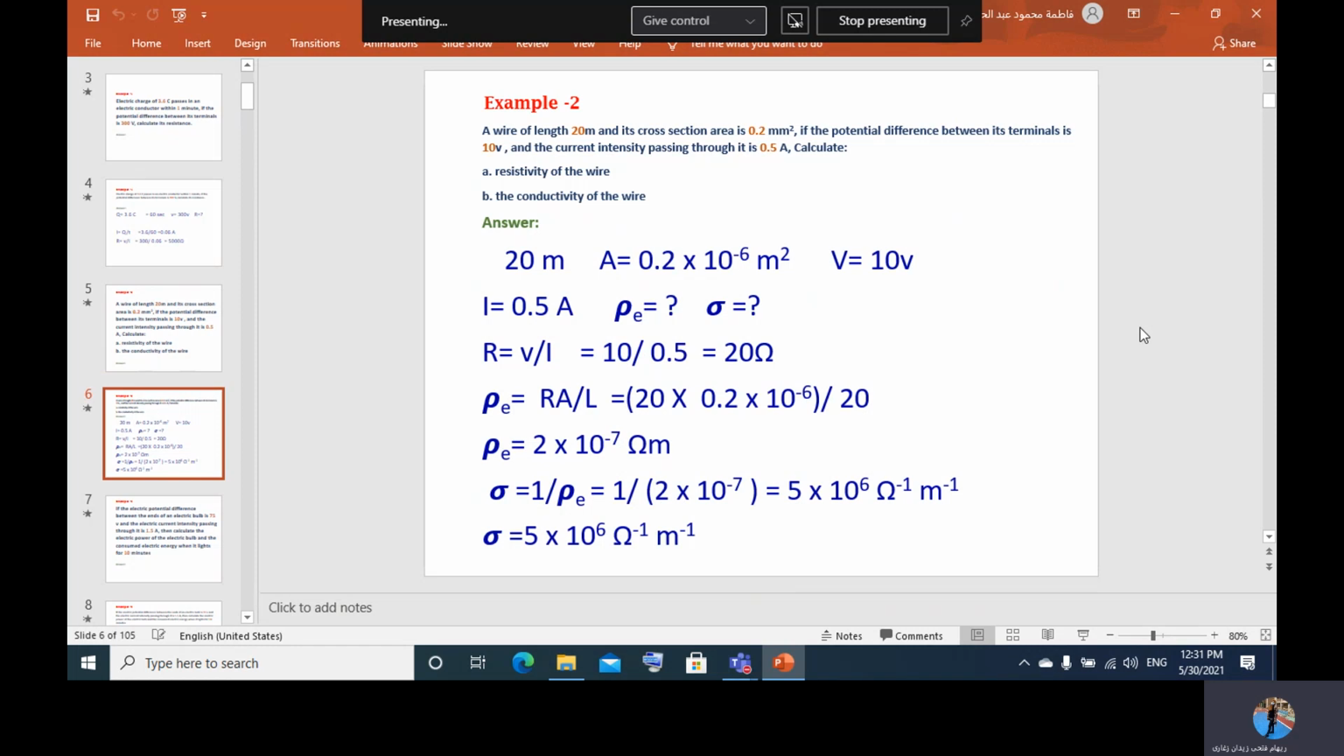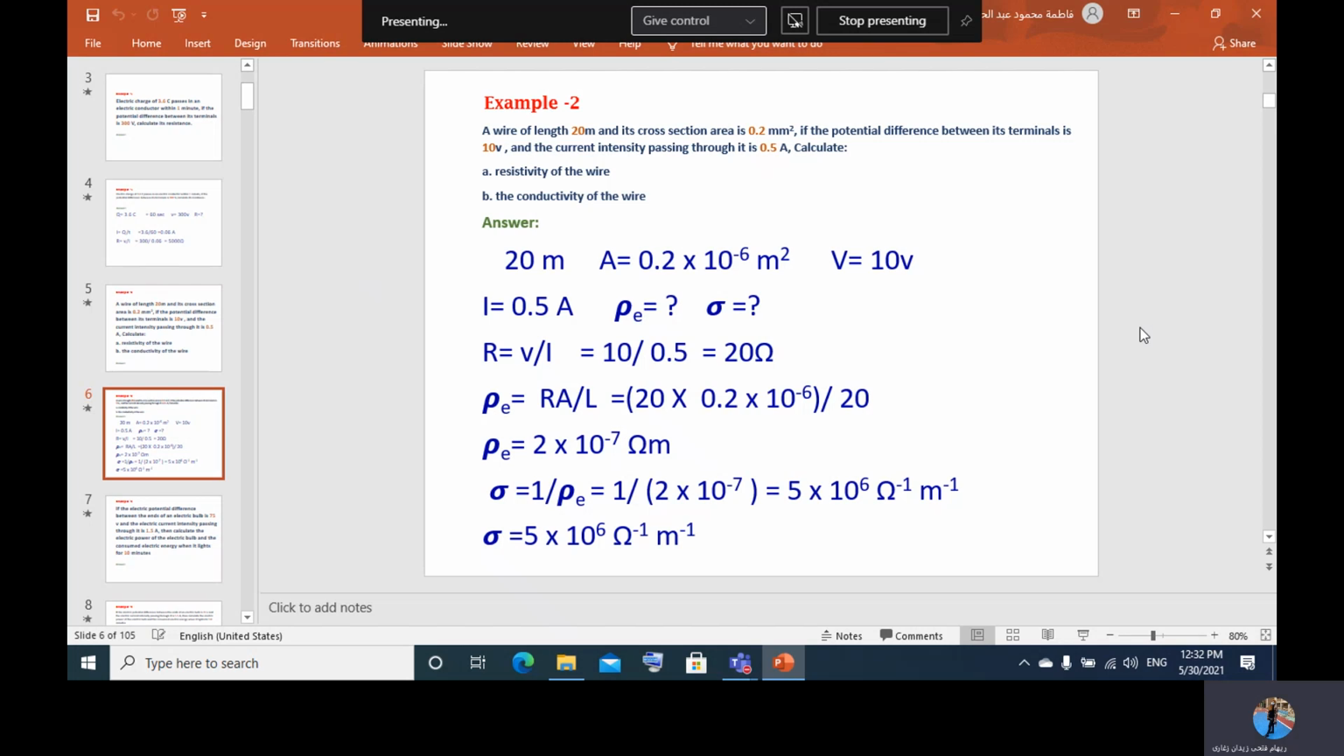Do I have the resistance? Yes, I do. It is 10 ohm. Do I have current intensity? Yes, it is half ampere. So I divide the voltage 10 by the current intensity, which is half, to give me 20 ohm. Now, I have the resistance.